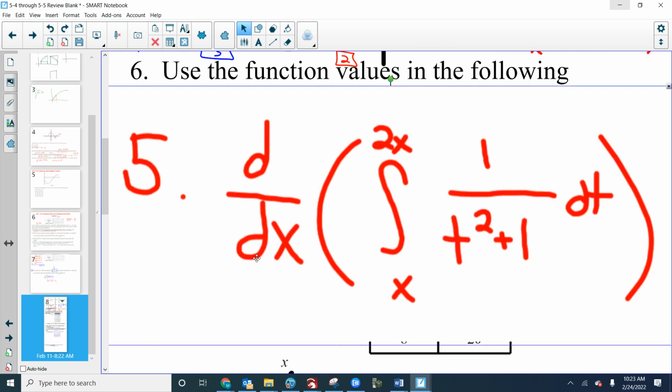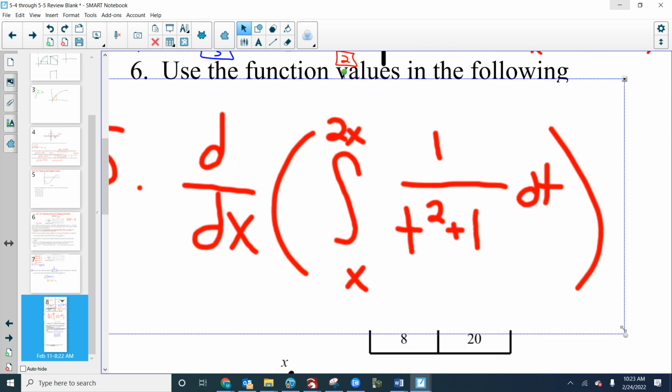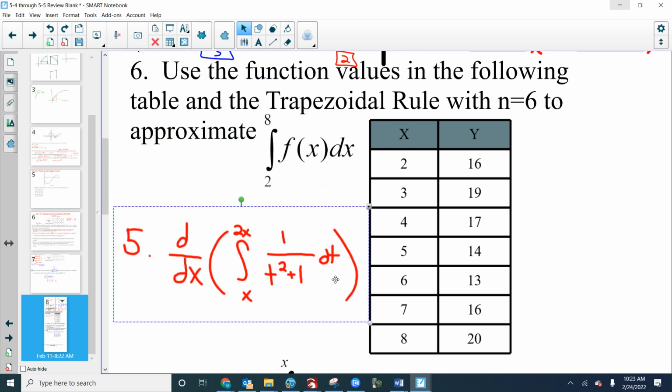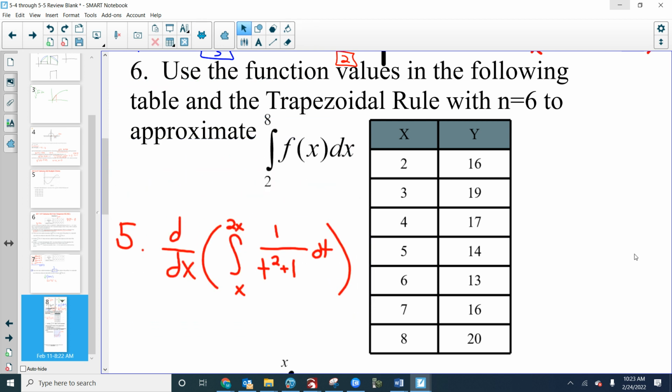All right, I'm going to put 5 down here so you guys can do 5 and 6 without me scrolling. Deal? We're going to need to start the quiz at 10:40 at the latest.